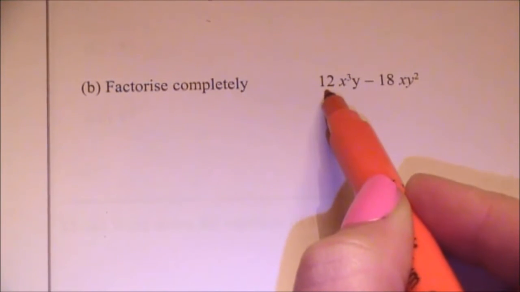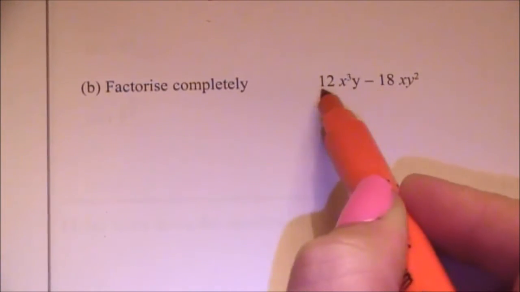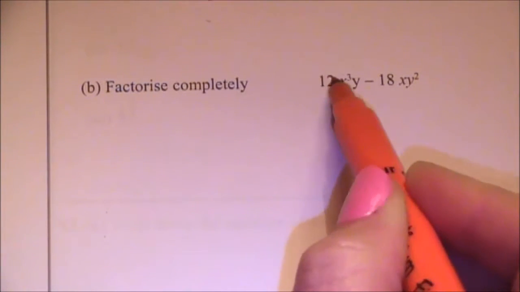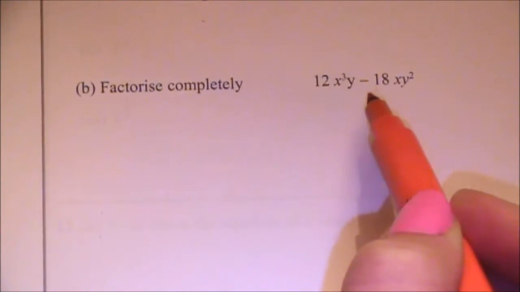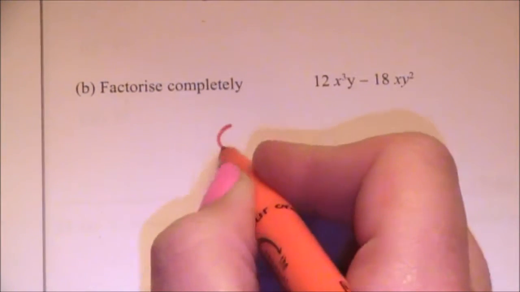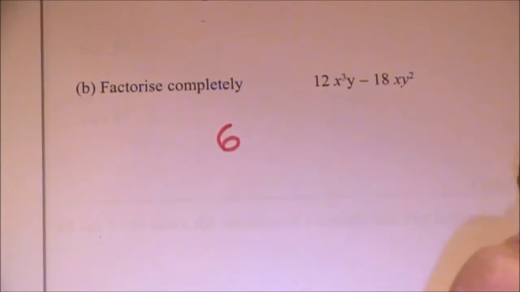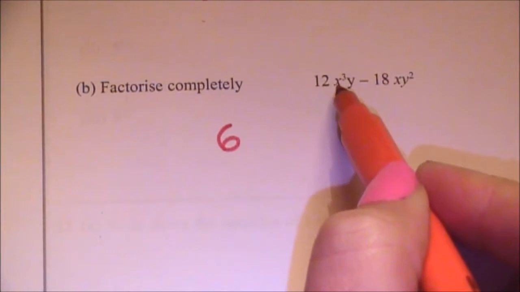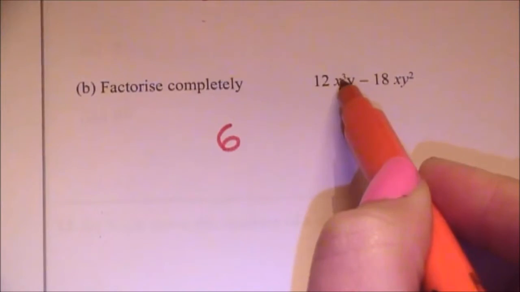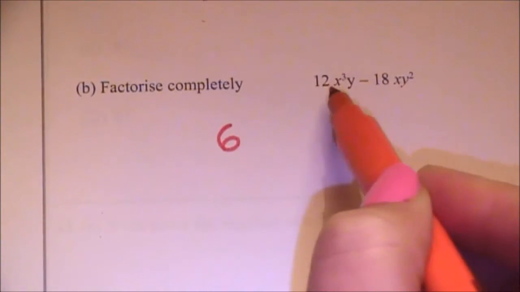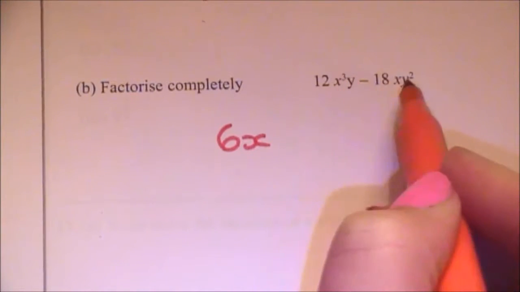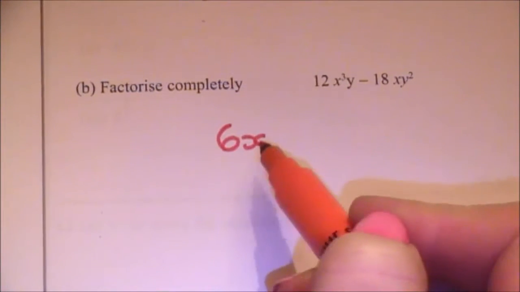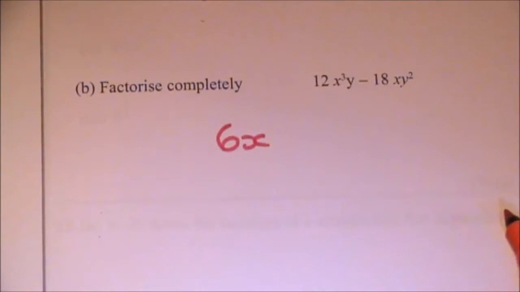So in order to do this, first thing I'm going to do is look at my numbers, and I'm going to decide what's the highest number that goes into 12 and 18, and the highest number that goes into 12 and 18 is 6. Then I'm looking at my letters. I've got x cubed and I've got an x. So I know there's an x in both. And because that's to the power of 3, but that is only 1 on its own, I can only take 1 as my highest common factor.